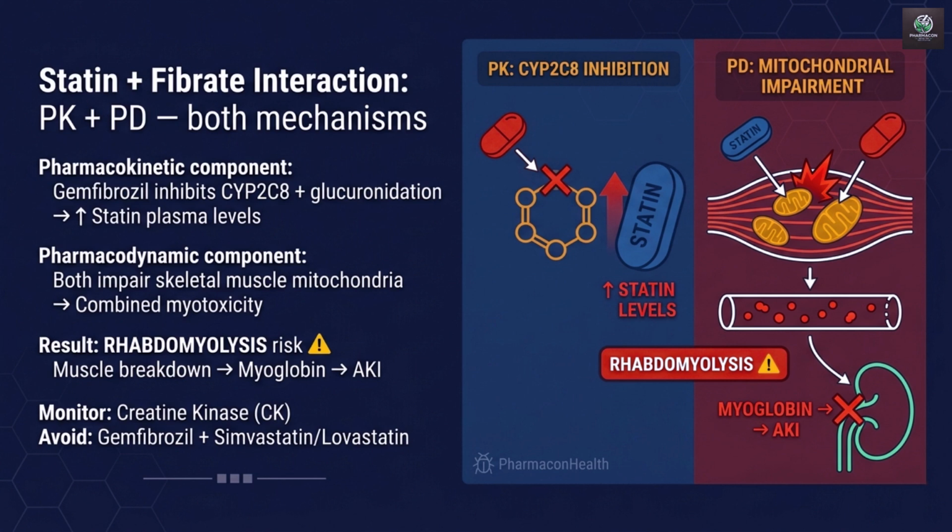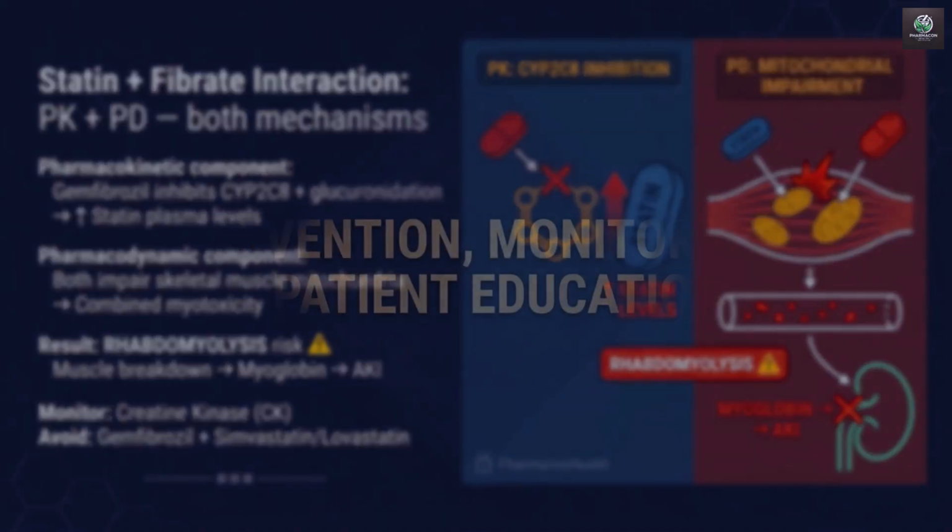The result is a dramatically elevated risk of rhabdomyolysis, widespread muscle breakdown releasing myoglobin into the bloodstream, which can precipitate in renal tubules and cause acute kidney injury. Monitoring creatine kinase levels and avoiding the gemfibrozil-statin combination where possible is essential.